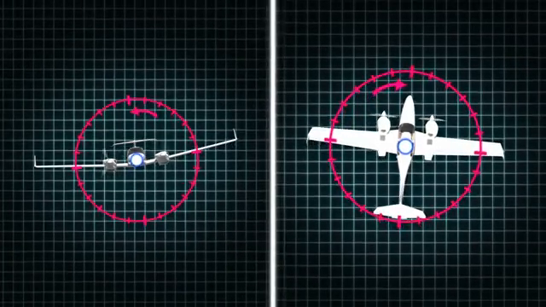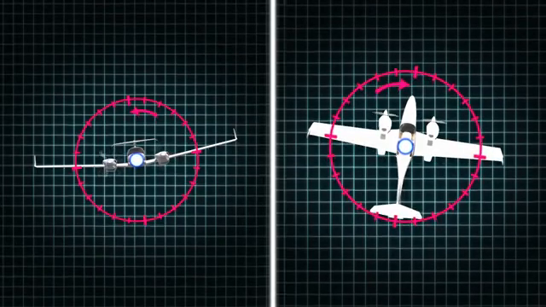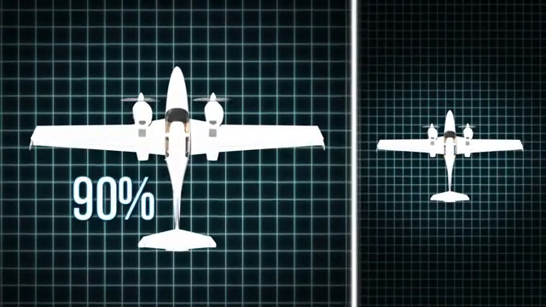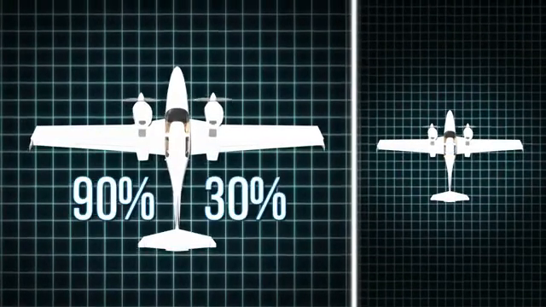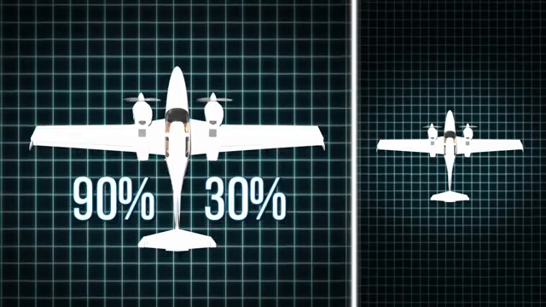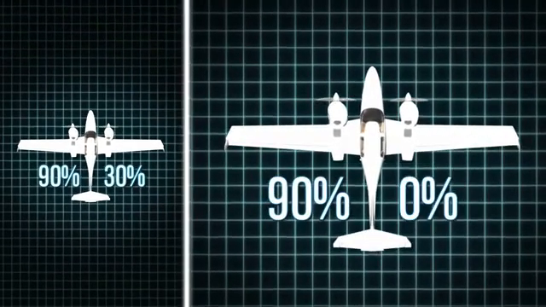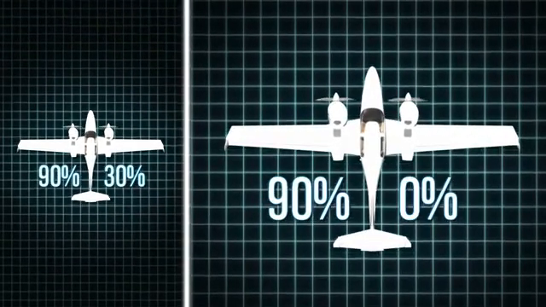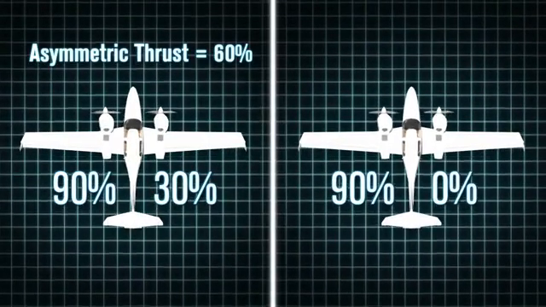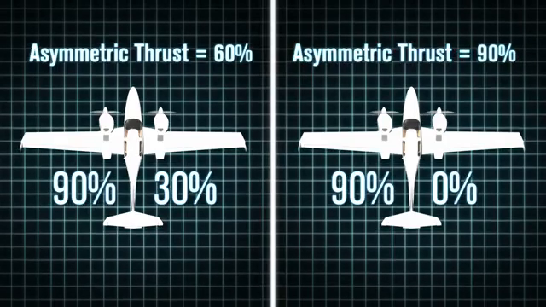The magnitude of yaw and roll is dependent on the amount of asymmetry in the thrust the aircraft has. An aircraft with 90% power on one engine and 30% power on the malfunctioning engine will yaw and roll less compared to an aircraft with 90% on one engine and 0% on the inoperative engine. The first aircraft has an asymmetric thrust of 60%, and the latter has an asymmetric thrust of 90%.